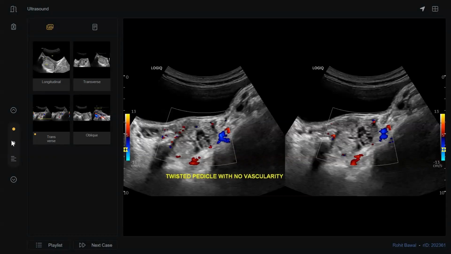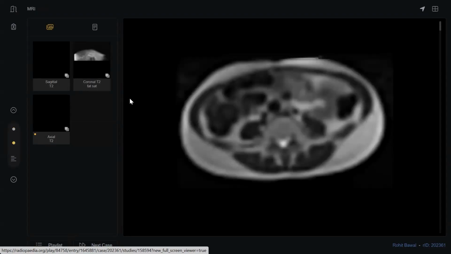That means certain. What will you do next, doctor? Sorry. What will you do next? Sir, in this case, MRI can also be done to see.